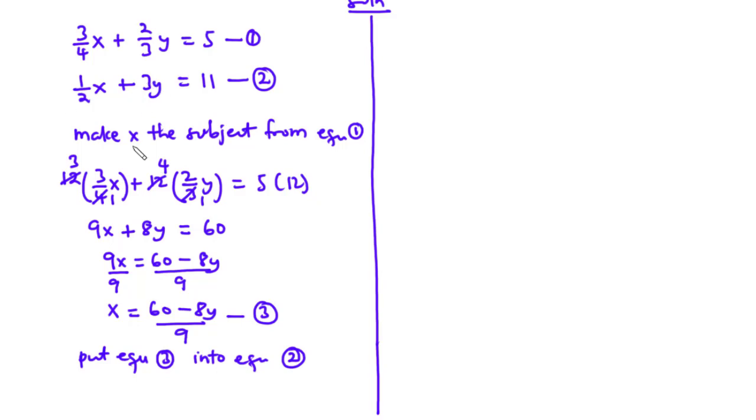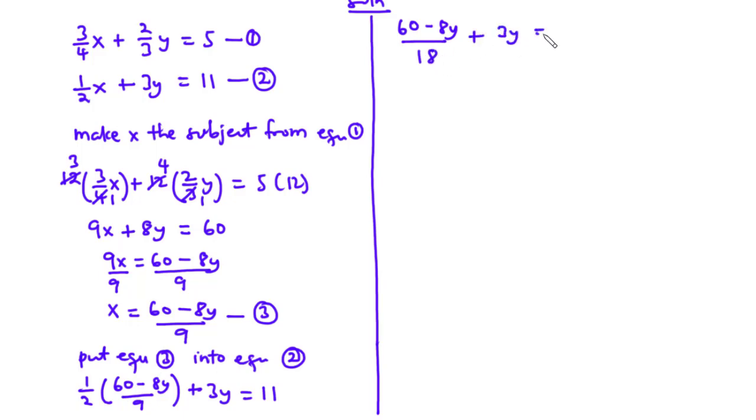So for equation 2, we have 1 over 2 times x. Here we have x to be (60 minus 8y) over 9, and then plus 3y equals 11. Now we can multiply across, that is 1 over 2 across. So this becomes (60 minus 8y) divided by 2 times 9 is 18, plus 3y equals 11. Now let's add these two fractions.